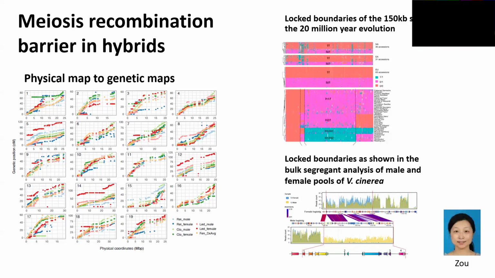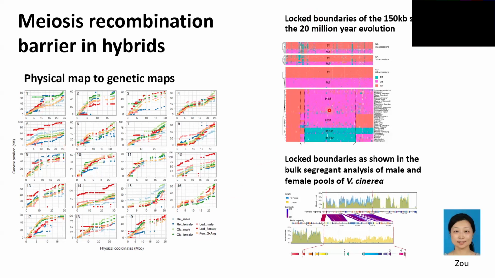So in this plot, I just show lots of physical to genetic map plots. You probably cannot see the numbers here, but I just want to tell you that on average we only get half a recombination crossover per chromosome. Normally the centimorgan number plateaus at around 50. So we just don't have enough recombination.